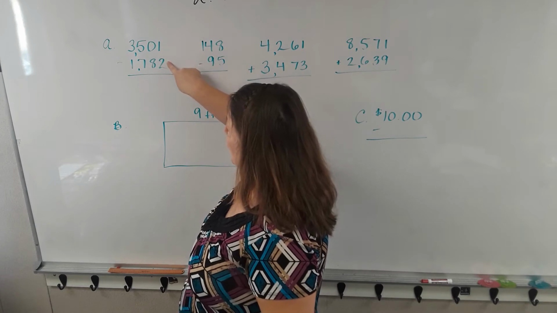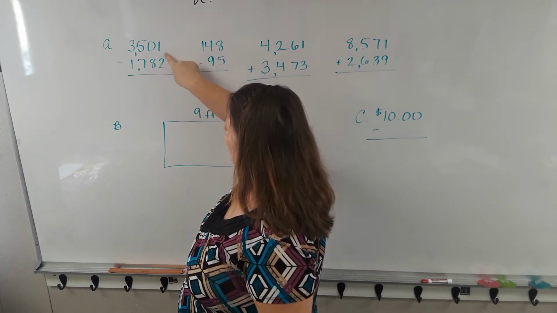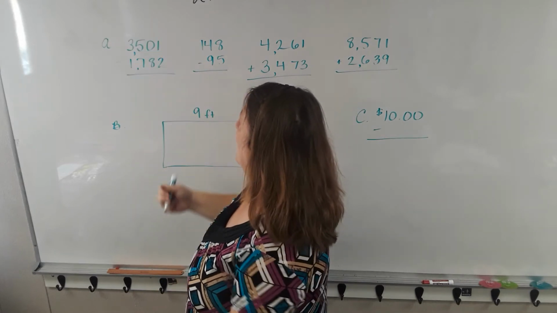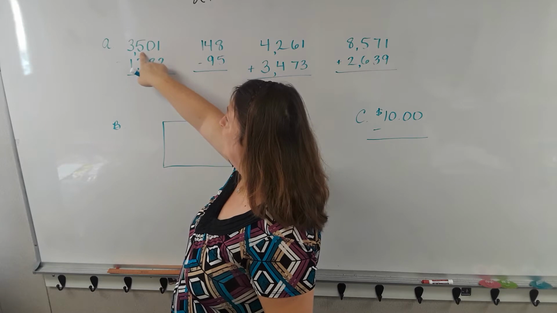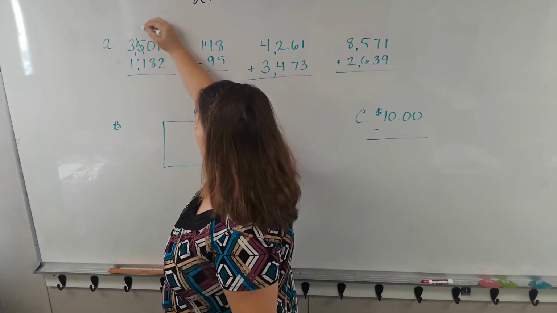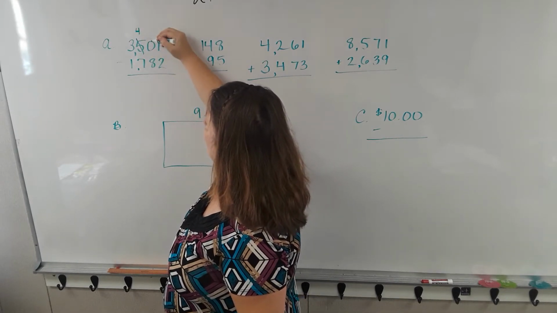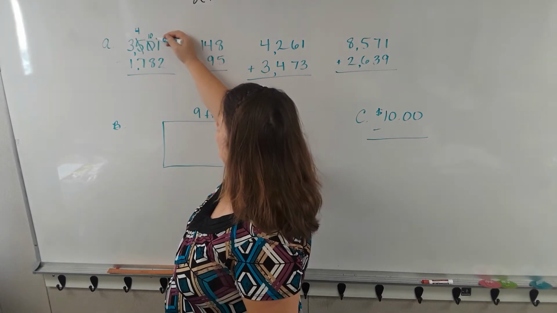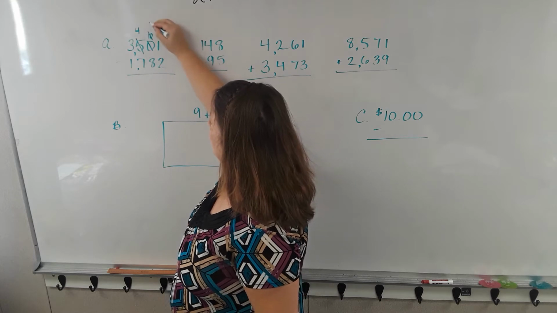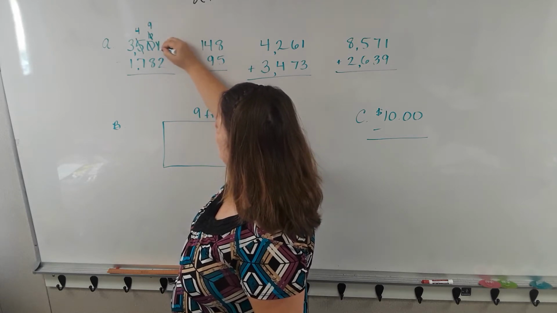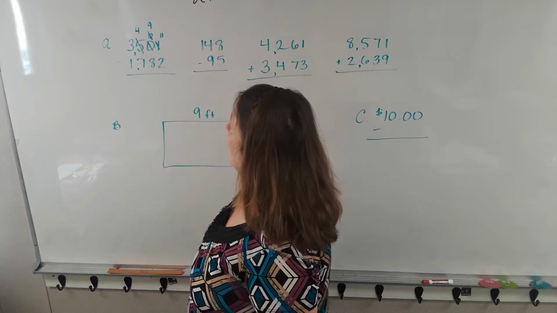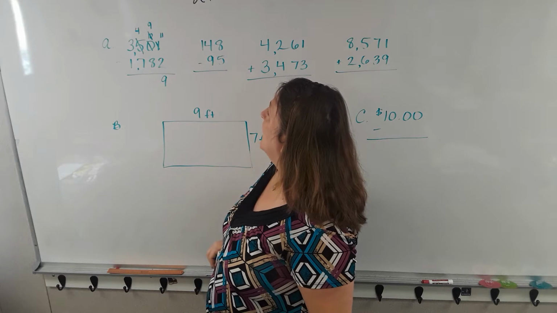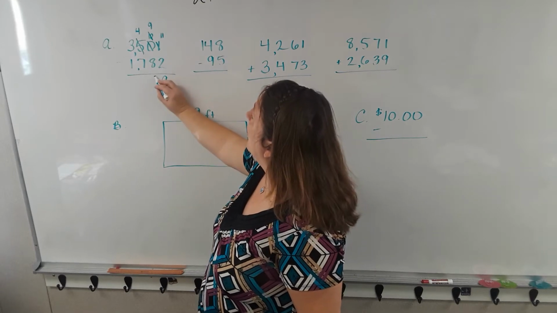1 minus 2 equals, you cannot do 1 minus 2. You need to borrow. Can you borrow from a 0? No. Can you borrow from a 5? Yes. Make the 5 a 4. Make the 0 a 10. Now, you can borrow from the 10, make it a 9, and this 1 becomes an 11. 11 minus 2 equals 9. 9 minus 8 equals 1.